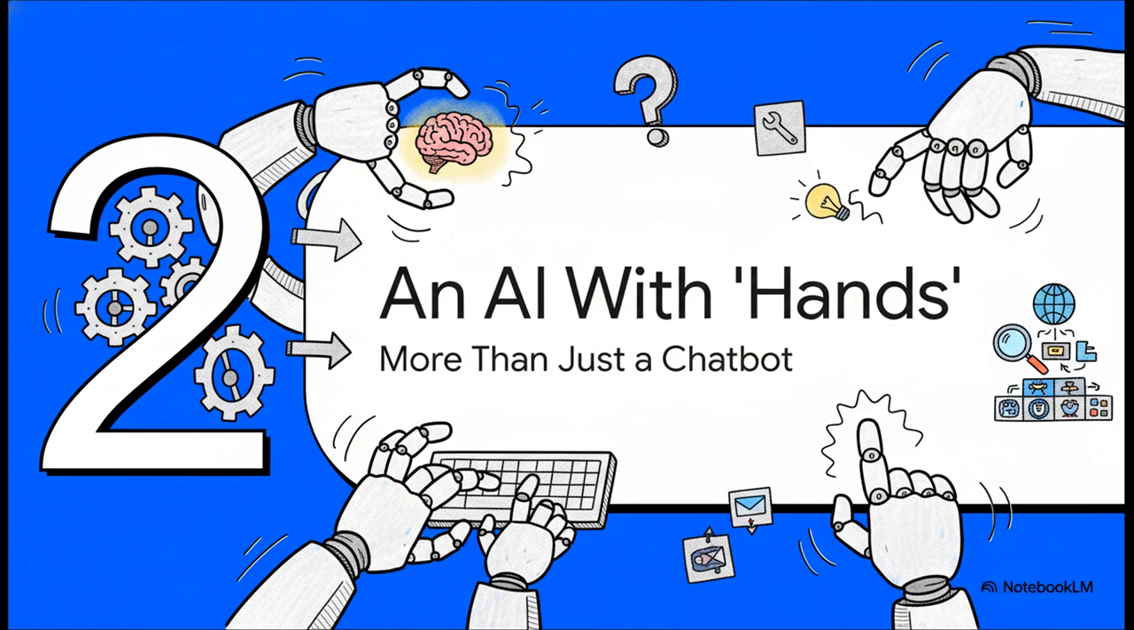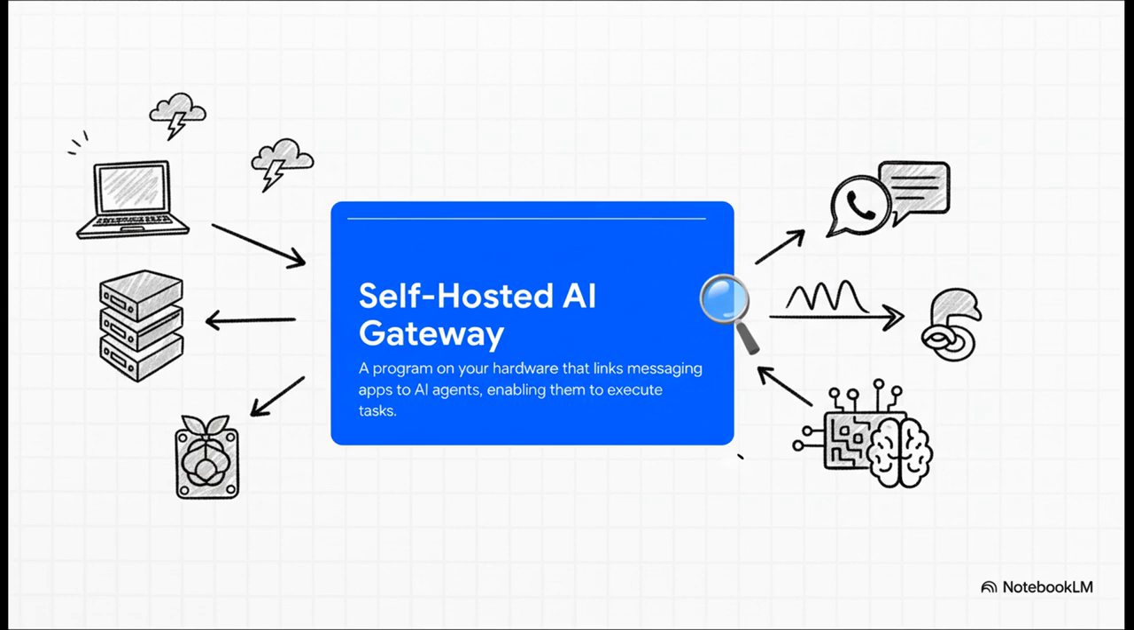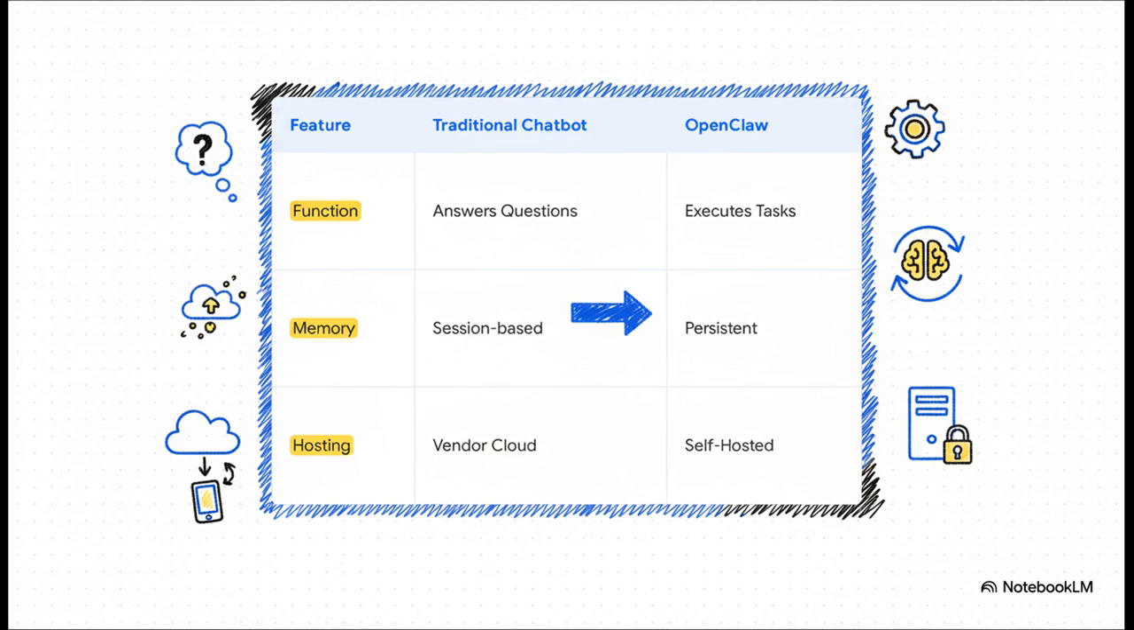What is OpenClaw? And more importantly, what makes it so different from, say, the chatbots that we're all using every day? Okay, so at its heart, OpenClaw is what you'd call a self-hosted AI gateway. And what that really means is it's just software that you run on your own machine. We're talking your laptop, a home server, maybe even a little Raspberry Pi, not on some big company's cloud. It's basically a bridge connecting the messaging apps you use every day, like Slack or WhatsApp, to those big, powerful AI models.